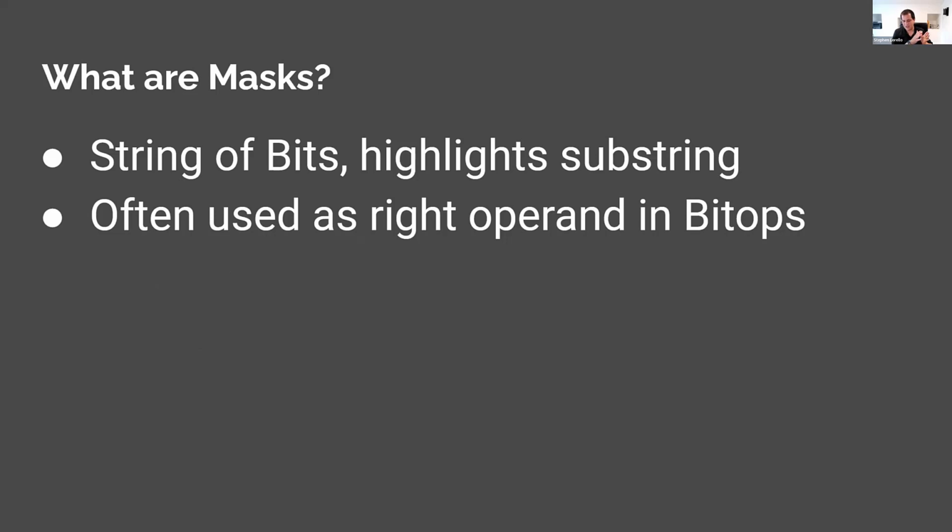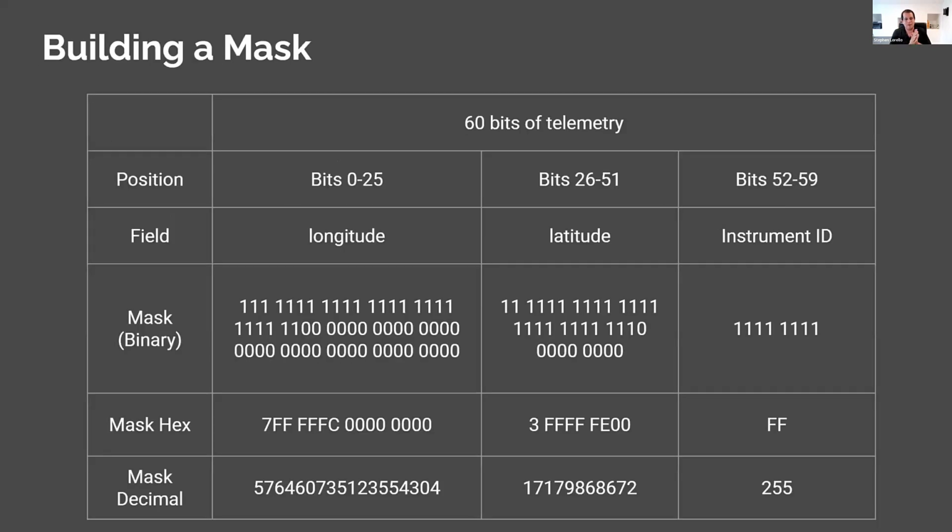So if we're taking this telemetry data, we're going to mask something against it using one of the bit operations, and we're going to output something, right? So let's look at building a mask here. We have 60 bits of telemetry data. Our longitude is bit 0 to 25. So the mask for our longitude would be this whole number right here, right? So this is 26 bits of ones followed by 34 bits of zeros.